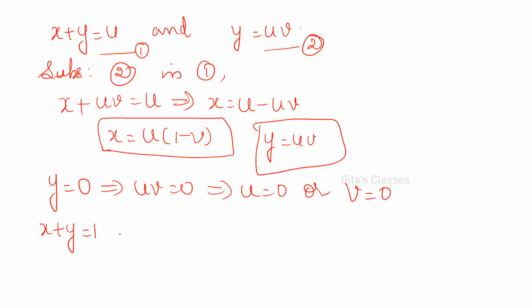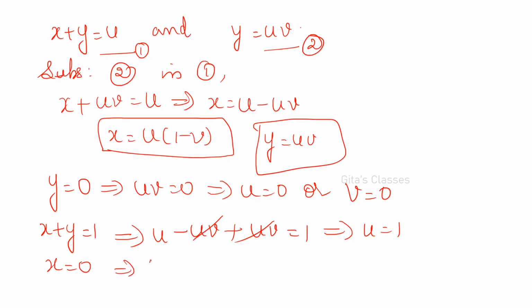Second line is x plus y is equal to 1, right? So what is x? u minus uv, and plus y is equal to what? uv is equal to 1. uv will get cancelled. We get u is equal to 1. Now what is the third line? x is equal to 0 implies u into 1 minus v is equal to 0. That implies u is equal to 0 or v is equal to 1.